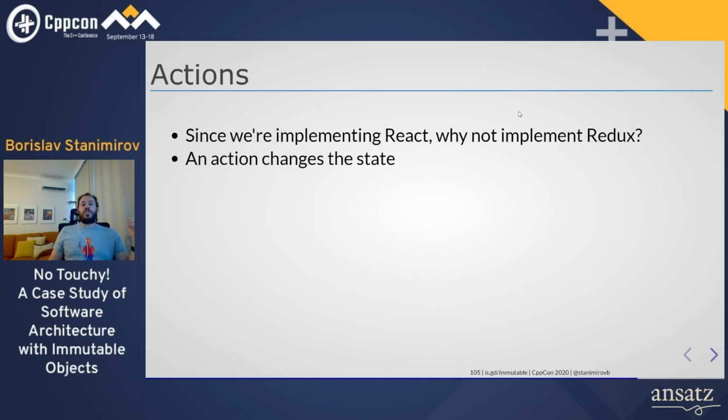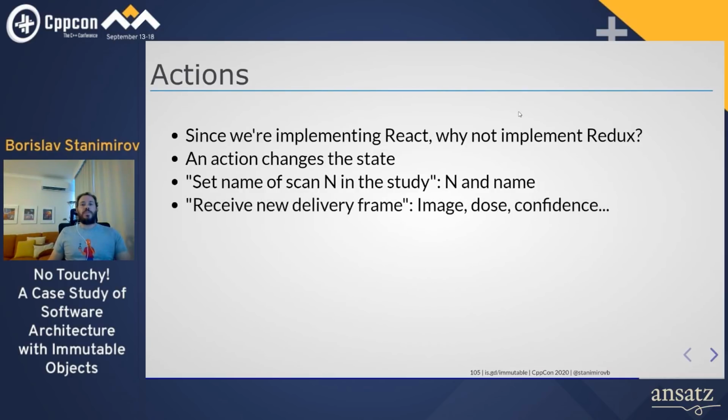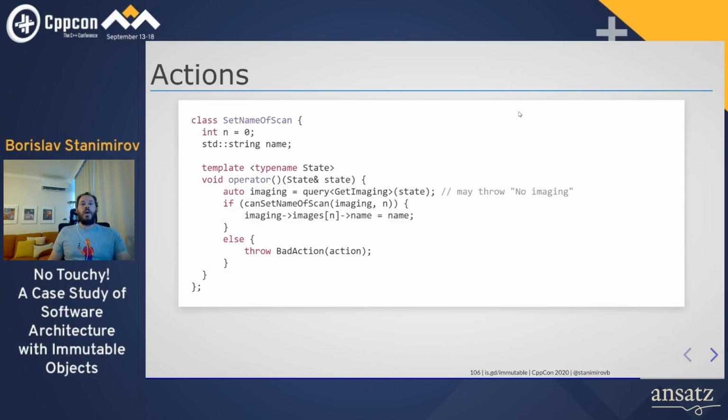I won't get into too much detail, but an action basically is something that changes the state. For example, set the name of scan N in the MRI study of the patient. Receive a new delivery frame, which has a lot of stuff in it, like an image, dose for the current frame, the confidence that we're doing the right thing, that we're hitting the tumor with the beam and we're not hitting different organs. So that's a lot of data for a single action. And of course, it can be set the entire state to this particular thing.